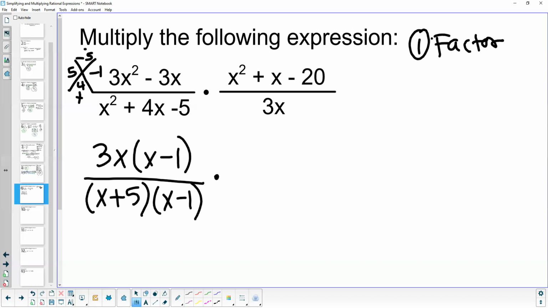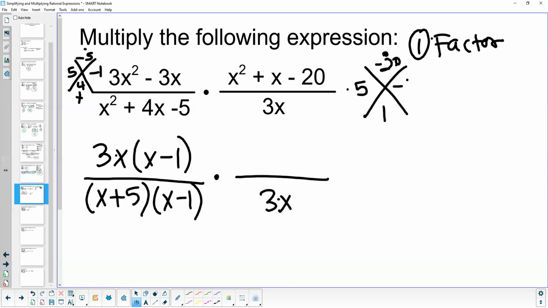Then we're going to multiply that times these 2. Now here on the bottom, 3x is as simplified as that gets, or we can see it as 3 times x. It's kind of up to you. The top here, we're going to factor, and we've got a -20 and a 1, which ends up factoring into a 5 and a -4. So this will break down into an x plus 5 and an x minus 4. Okay, everything here is factored completely.